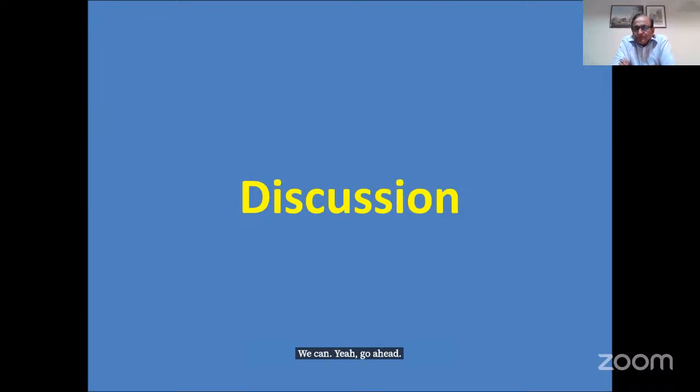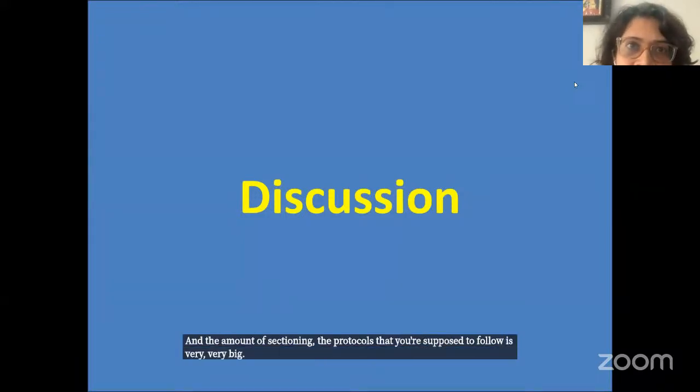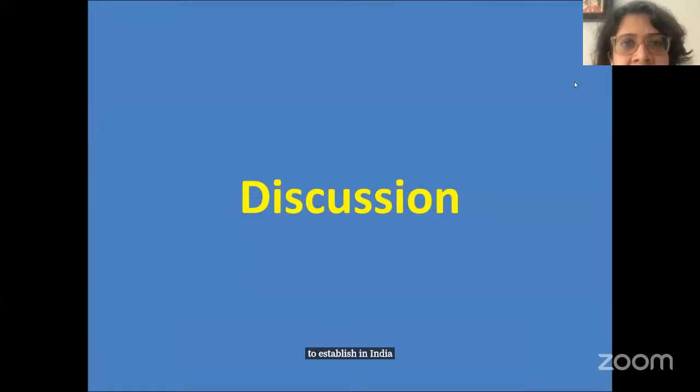One more point I wanted to add was that when we apply the guidelines, they generally all come from the Western world, and the amount of sectioning and the protocols that we are supposed to follow is very, very difficult to establish in India or countries like that. Here we generally have trainees doing the cut-ups. They don't have the training during their postgraduate training, so they're learning on the job when they're given this job of grossing and are expected to follow these data sets.